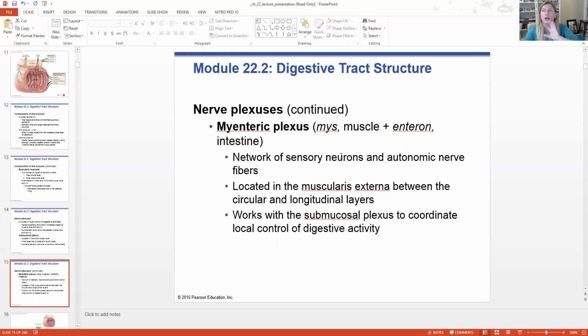So in other words, as the food is moving from the stomach to the small intestine, it shuts off the digestive juices in the stomach and turns on the digestive juices in the small intestine. So it's looking at the big picture and regulating everything. That's what the myenteric plexus does.